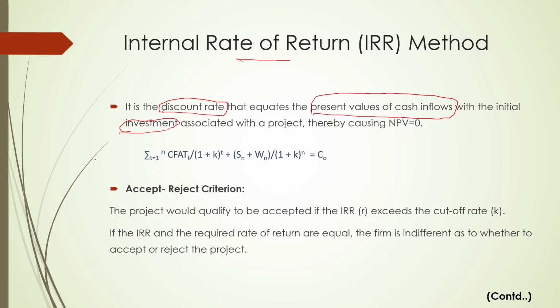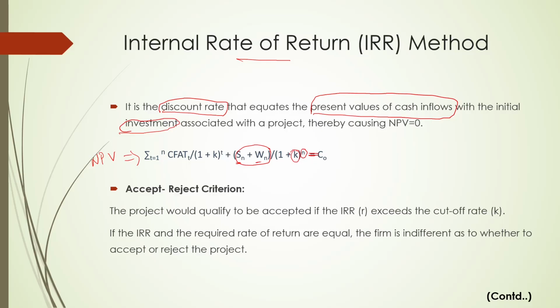If you recollect the NPV formula, in NPV we studied the summation, t over 1 to n, of NCFAT divided by (1 plus k) whole power t. If there is any salvage value and working capital, these will also be discounted at the same rate in the nth year. But there we had minus C naught. In IRR we have equals to.